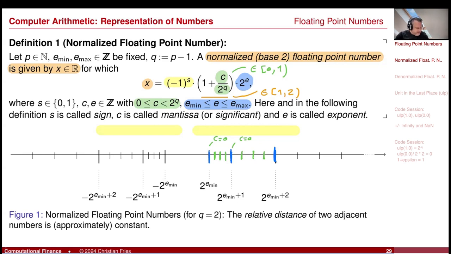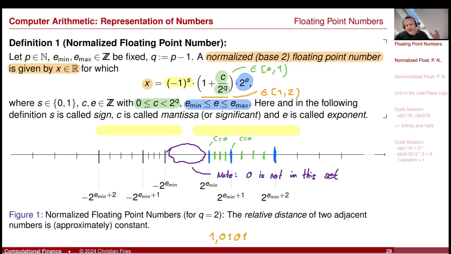And one little remark, there is a gap here. So 0 is not in this set. So actually, we cannot represent something that has a 0. If you forget about this exponent 2 to the power of e, then the stuff that is in front always starts with a 1. It's a 1 and then a c divided by 2 to the power of q, so maybe a 1, 0, something like that. It always starts with a 1.